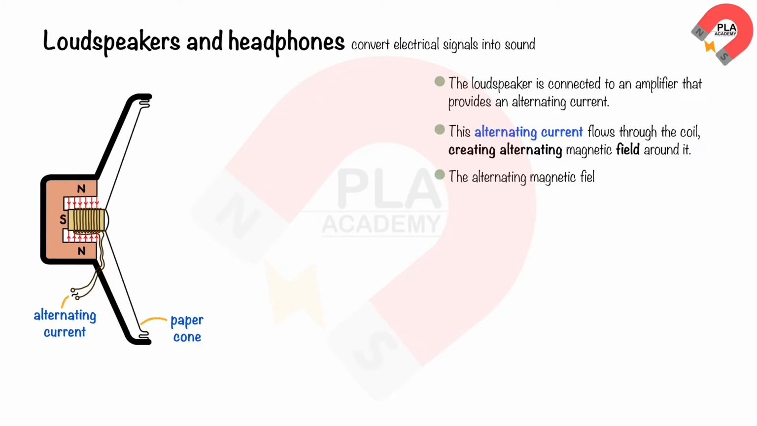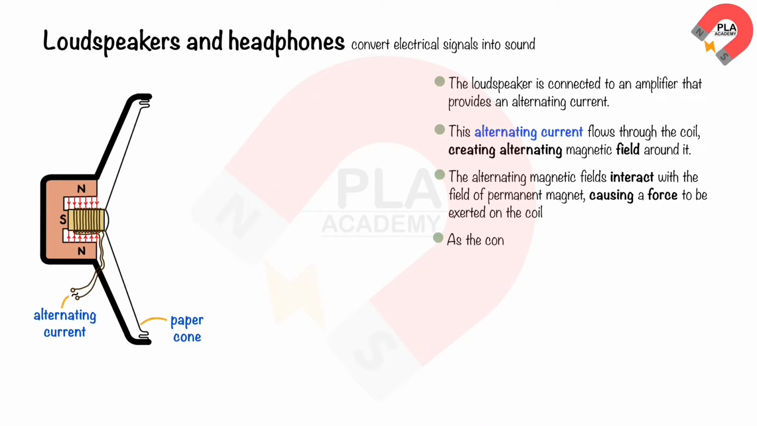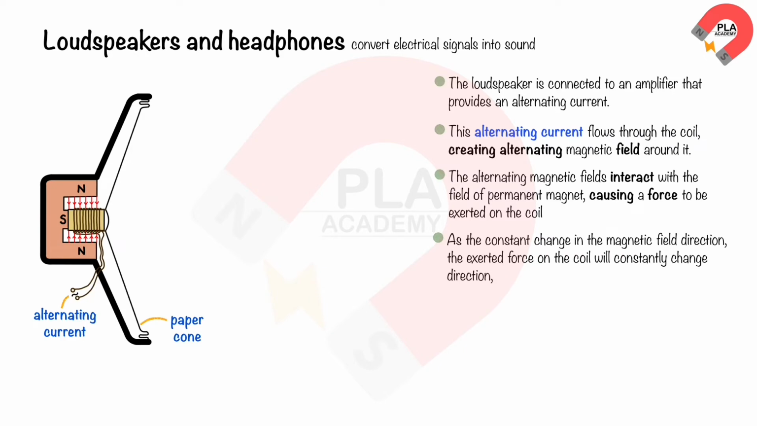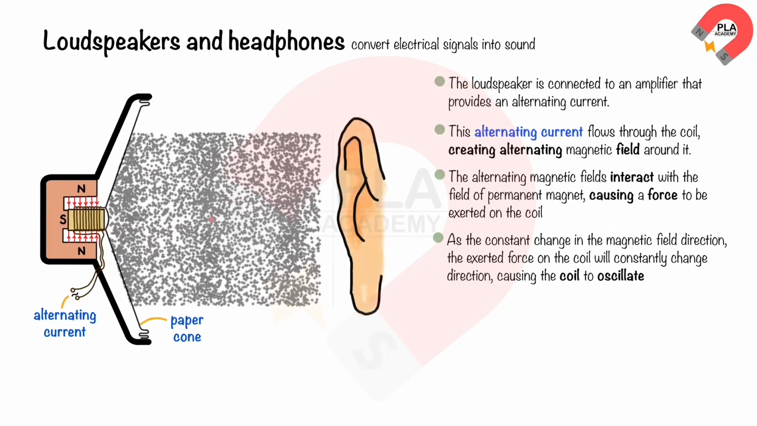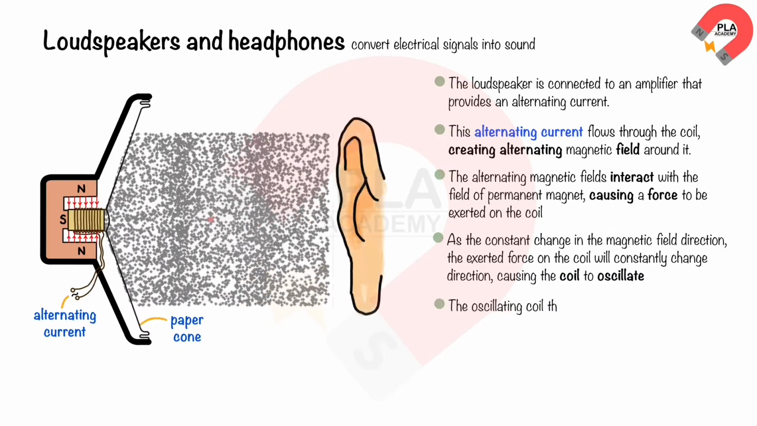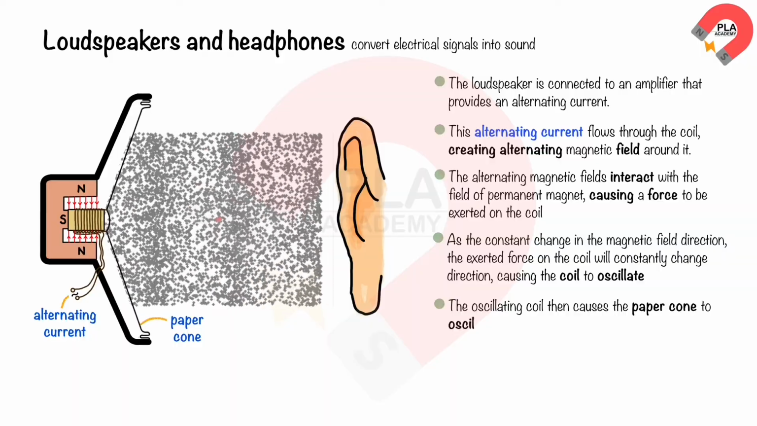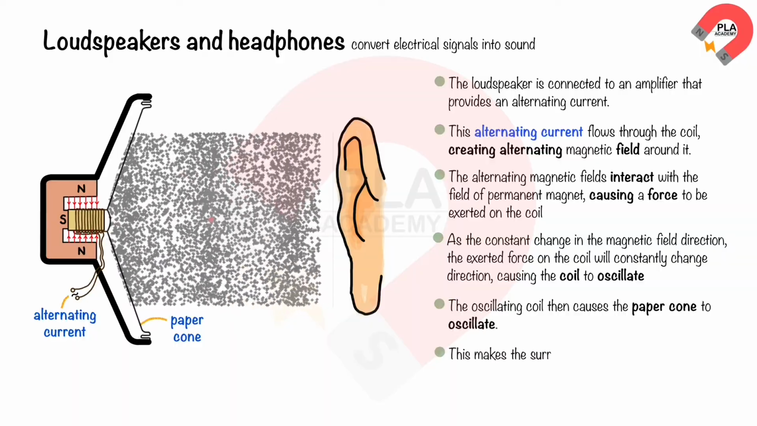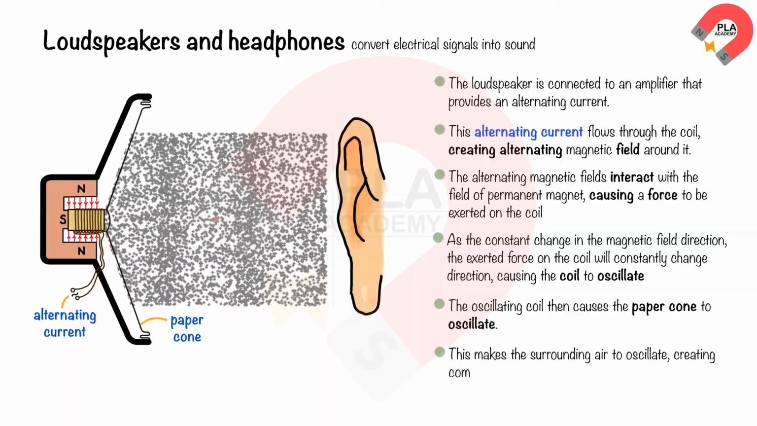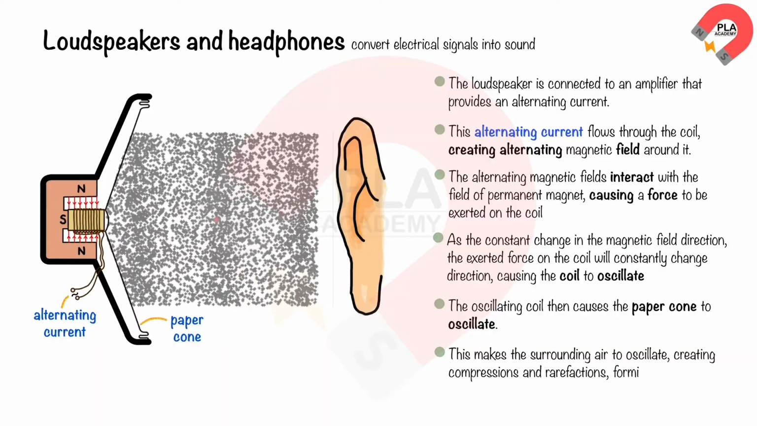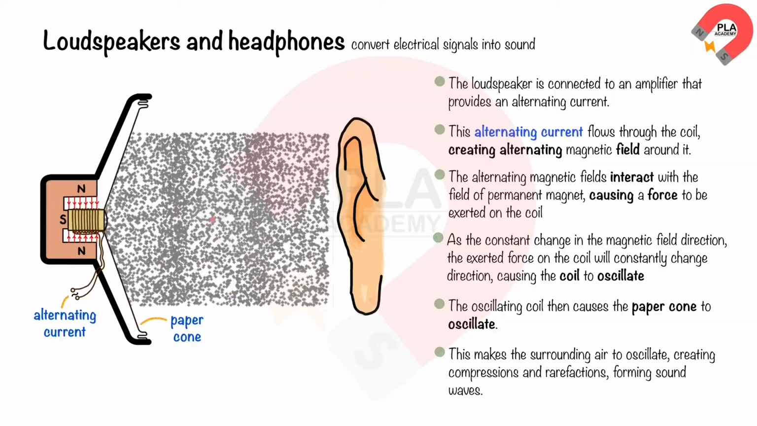The alternating magnetic fields interact with the field of the permanent magnet, causing a force to be exerted on the coil. As the magnetic field direction constantly changes, the force exerted on the coil will constantly change direction, causing the coil to oscillate. The oscillating coil then causes the paper cone to oscillate. This makes the surrounding air oscillate, creating compressions and rarefactions, forming sound waves.